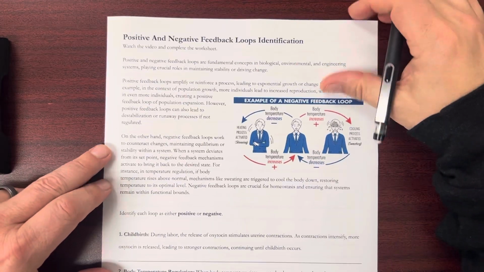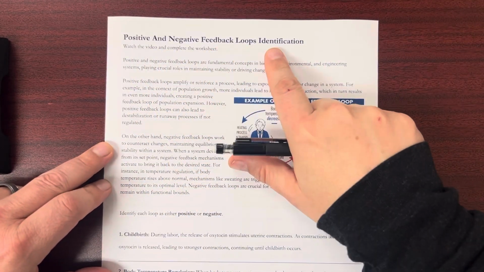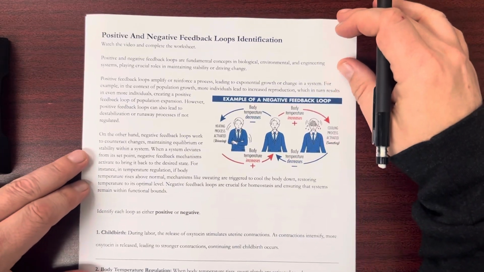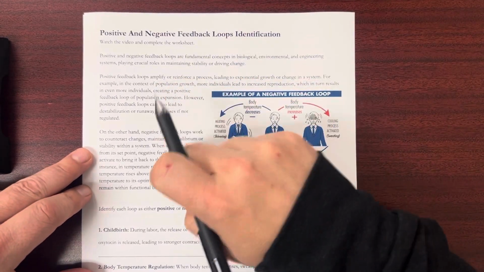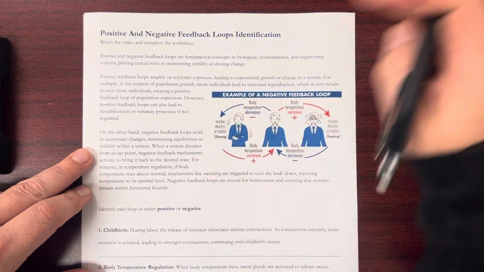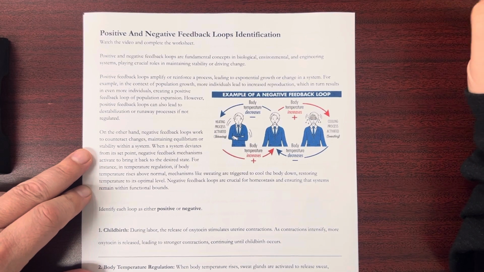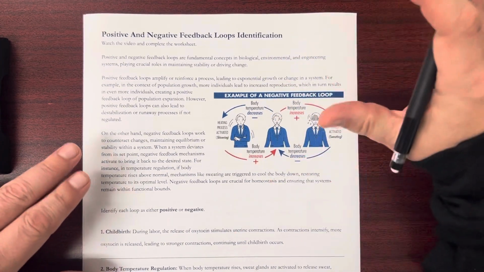Good morning. I'm going to talk about positive and negative feedback loops, and then we're going to identify them from some situations here. It talks about both positive and negative feedback loops in these two paragraphs, and obviously there's a lot of videos that you can watch about it, but just the basic idea here.